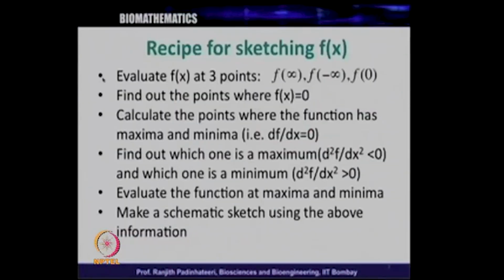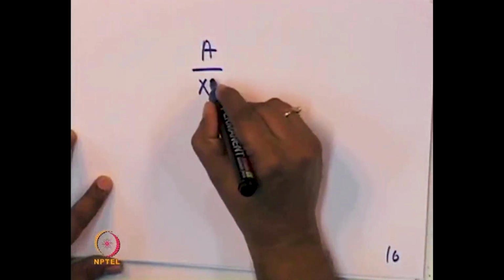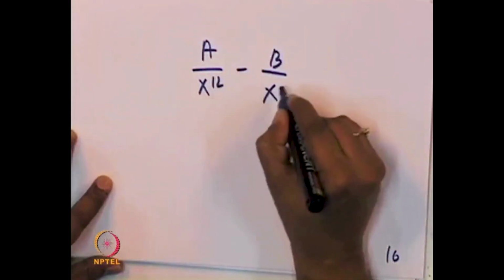We will quickly go through this protocol and try and plot this function, but you should take it as an assignment yourself and try and plot it following the protocol that we described. But let us just quickly go back to the protocol and see how we plot it. The protocol says this: the first one is evaluate the function at 3 points, at plus infinity, minus infinity, and at 0. So, let us start doing it. Our function here is a by x power 12 minus b by x power 6.